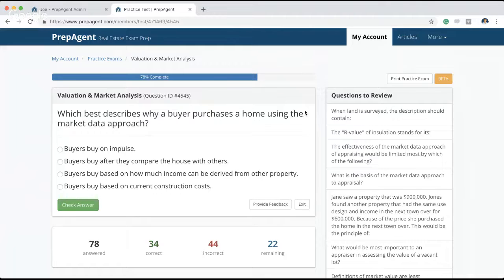Which best describes why a buyer purchases a home using the market data approach? A, buyers buy on impulse. B, buyers buy after they compare the house with others. C, buyers buy based on how much income can be derived from the other property. D, buyers buy based on a current construction cost. What do you guys think?